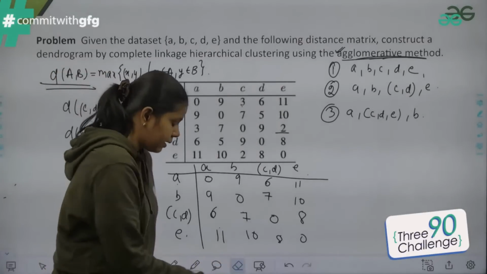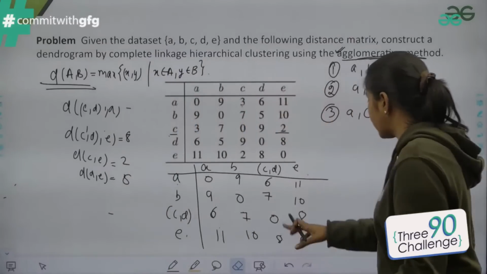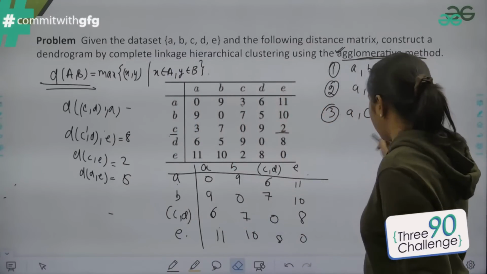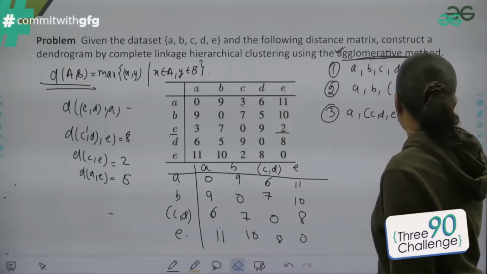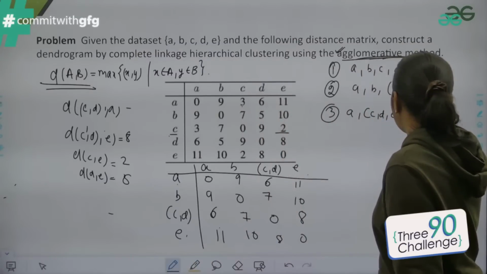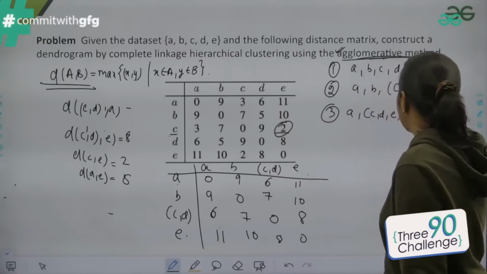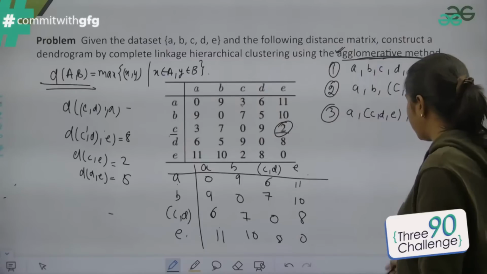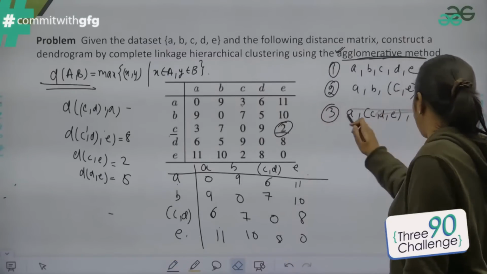There is one error here, because in this case, instead of CE, we have to combine CE, not CD. This is one error, because we have to combine C comma E. You can see that this is a minimum distance, and then this is D, right? So it gets an error here. So I have to do all these things again.